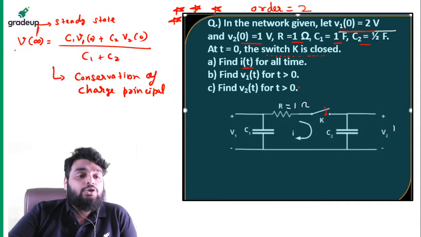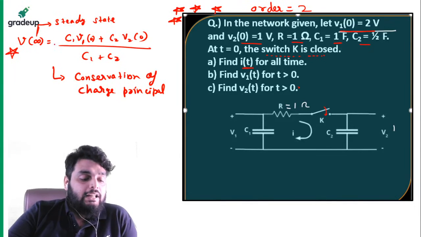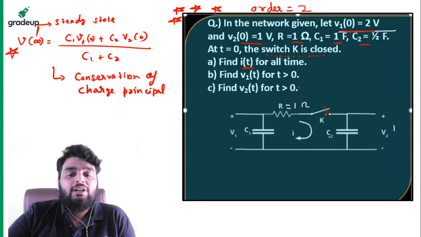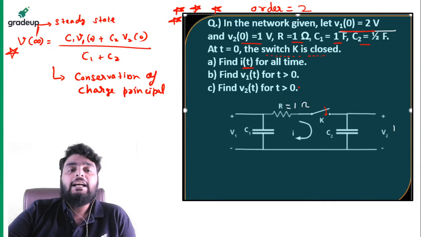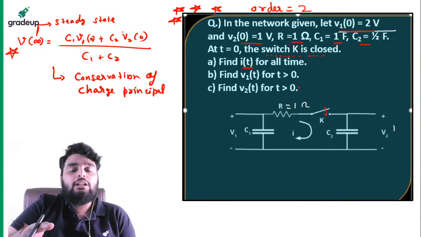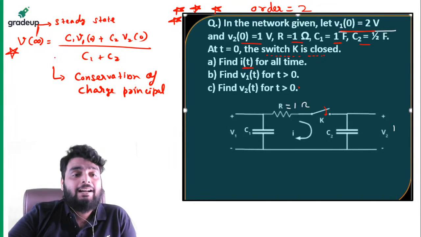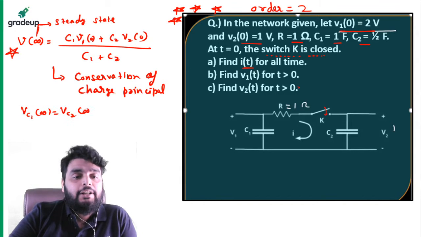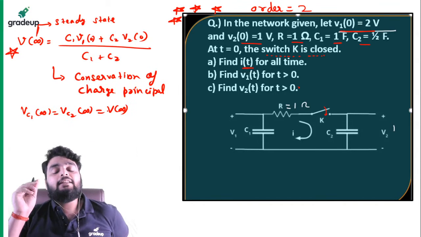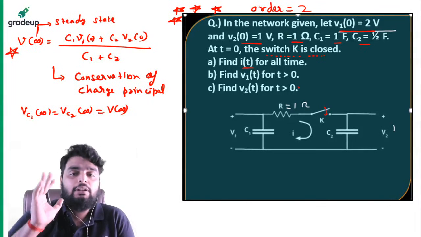This question has been asked earlier in the GATE exam. That's why I'm going to tell you. Voltage at steady state when two charged capacitors are connected by a switch will be equal to C1 V10 plus C2 V20 divided by C1 plus C2, where V10 and V20 are the initial voltages stored in the capacitors. Fine. And you can see both of them become parallel. So this voltage VC1 infinity will be equal to VC2 infinity, which is equal to V infinity. Means at steady state, the voltage across both capacitors becomes equal and the flow of charge will stop.